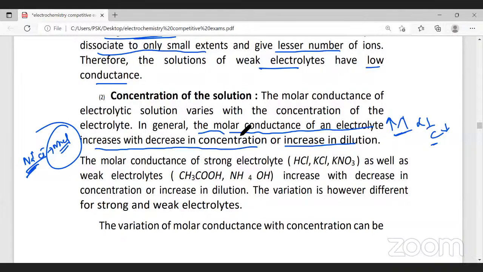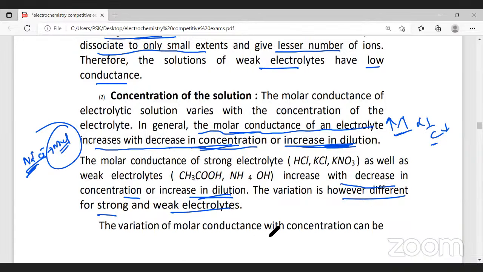This is an important point for you to understand. Molar conductance of an electrolyte increases with decrease in concentration, or molar conductance of an electrolyte increases with dilution. Did you follow this? We will learn the statement. The molar conductance of strong electrolytes like HCl, KCl, KNO3, as well as weak electrolytes like acetic acid and ammonium hydroxide, increases with the decrease in concentration or increase in dilution. The variation, however, is different for strong and weak electrolyte. So how much increase or decrease varies with strong and weak electrolyte.